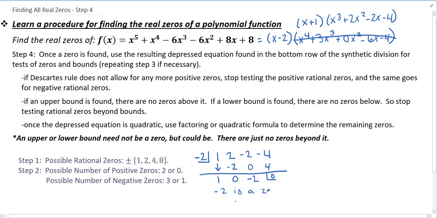And remember what that means. If -2 is a 0, then that means you have a factor. You have the factor x minus that value. So x minus a -2 is x plus 2. So x plus 2 is a factor of our polynomial.